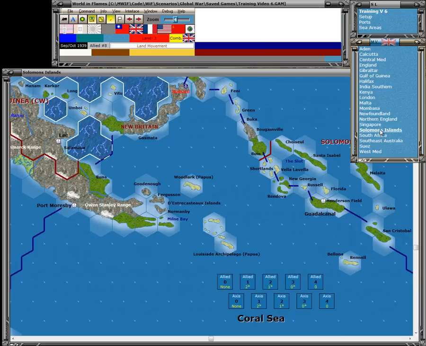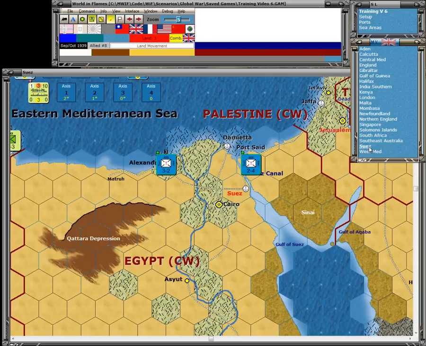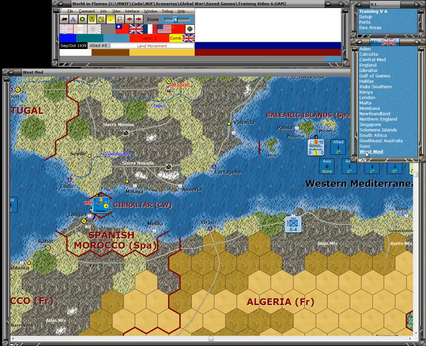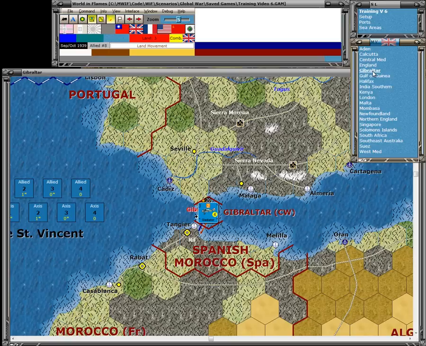We can go to the Solomon Islands in the Pacific. We can go to South Africa, Suez. These are all areas that are of interest to the Commonwealth player. He wants to keep an eye on the Western Med because of Gibraltar, and in fact sometimes he wants to look at Gibraltar in particular.